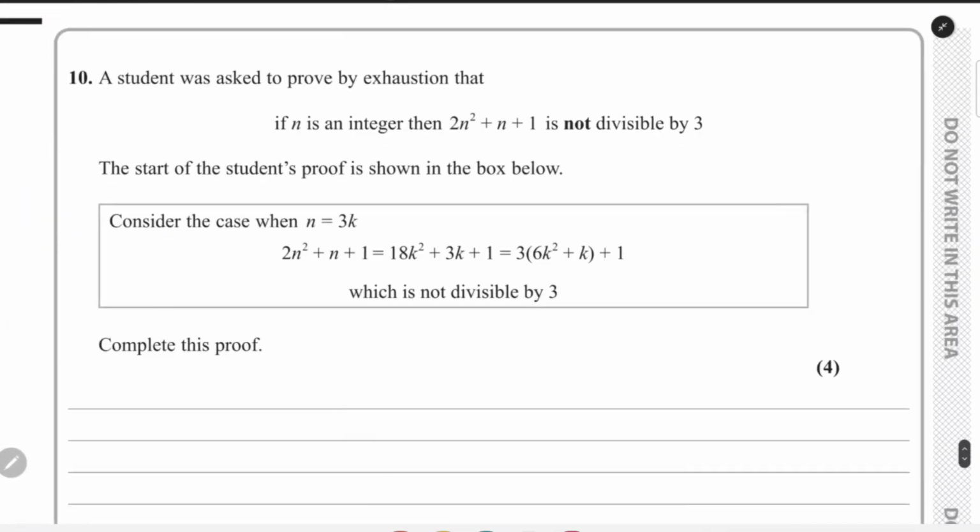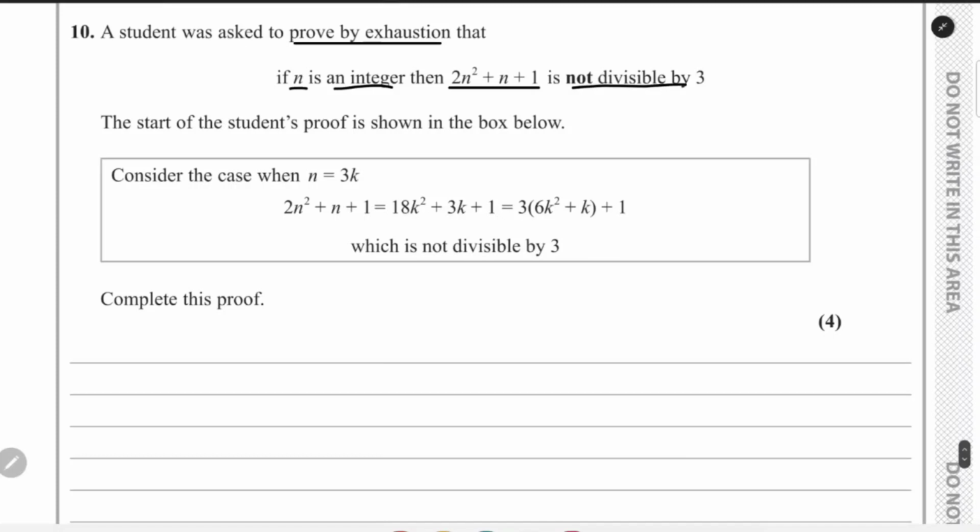Now in question 10, we are asked to prove by exhaustion that if n is an integer, then 2n squared plus 2n plus 1 is not divisible by 3.